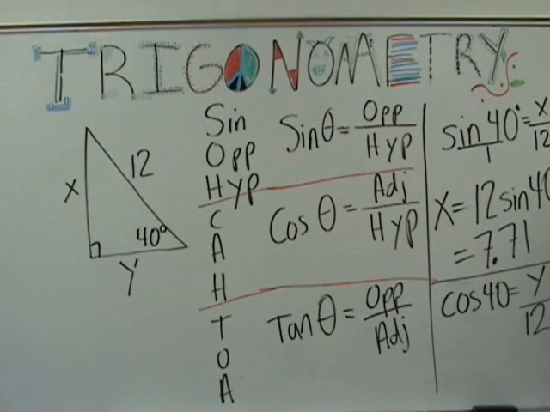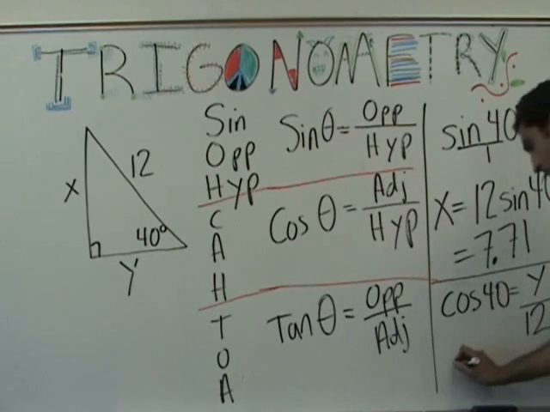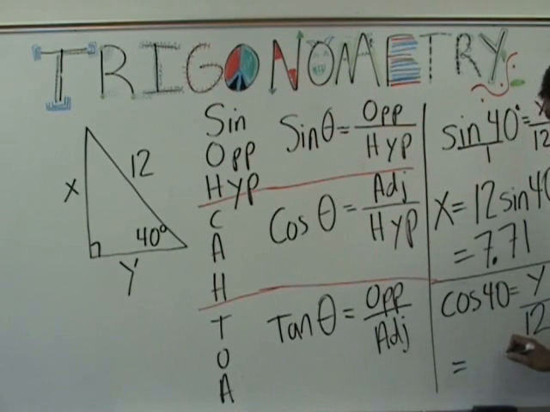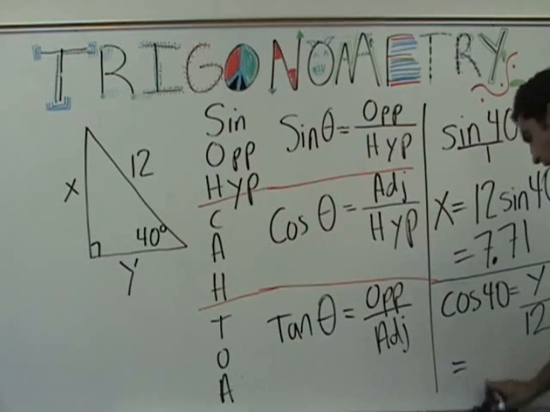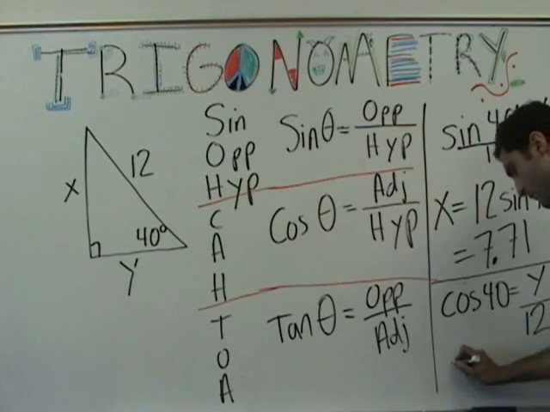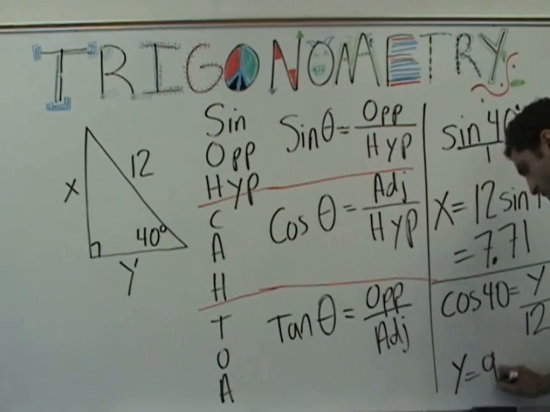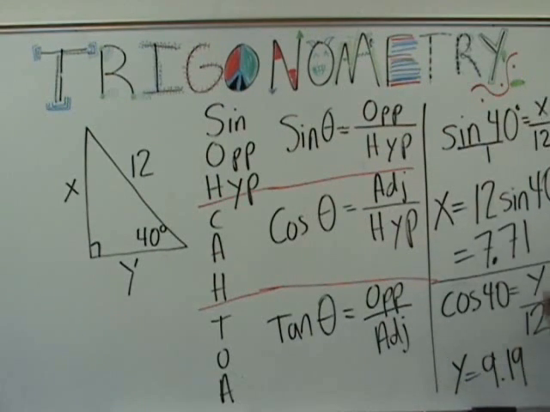All right, let's set this up. Solving by cross multiplying, y equals cosine of 40 times 12. What's cosine of 40? 9.19. Works for me. Was this just another step, or is this continuing? This is two problems, the x problem and the y problem. You need to solve for both in two different equations.